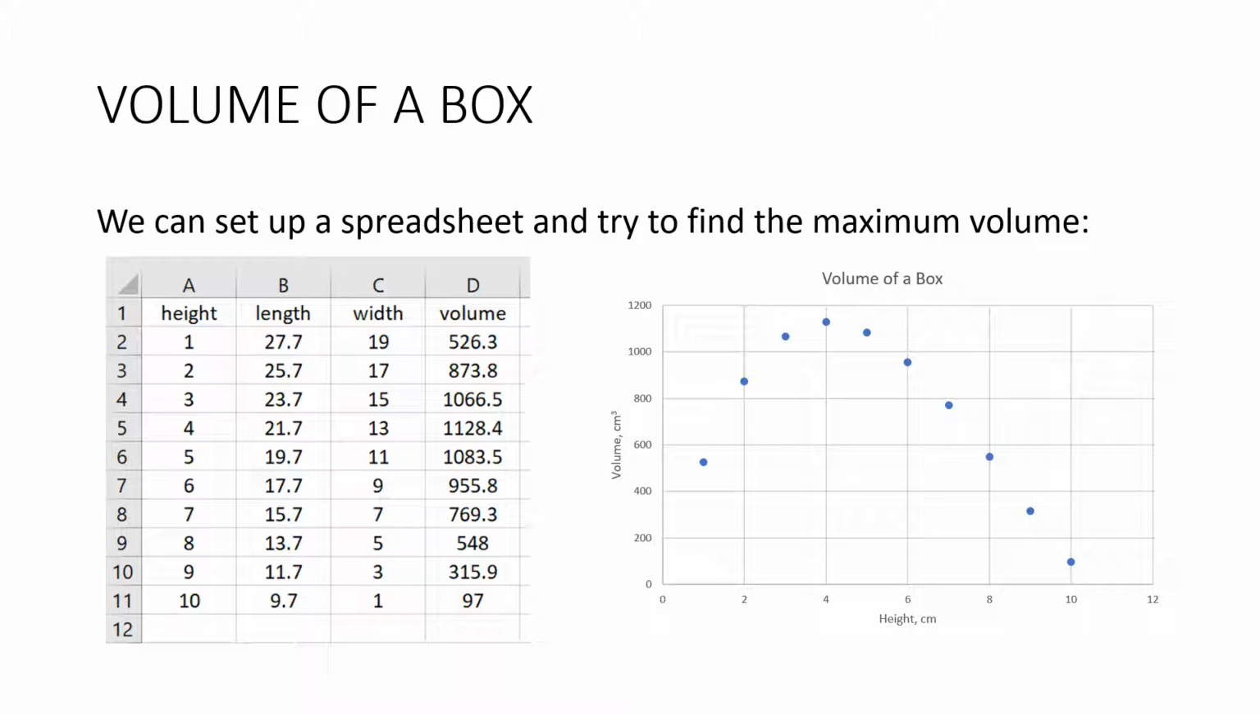Now one way to solve it is just to set up a spreadsheet. You put in the various heights and put in a formula for the length. That would be 29.7 take 2 times this value here. Same for the width. Multiply the 3 together to give the volume. And what we can see when we graph it, we've got sort of a parabola-looking thing, and it seems that the maximum volume is going to be when the height, or x, is equal to 4.